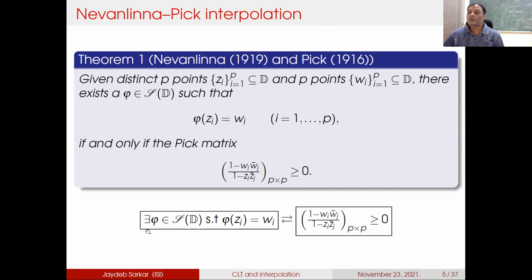In other words, given this Zi and Wi, you are asking for the existence of phi such that phi of Zi equals Wi, and then you are saying this happens if and only if this so-called Pick matrix is positive semidefinite.